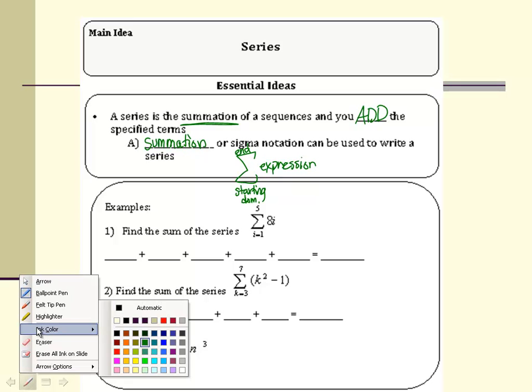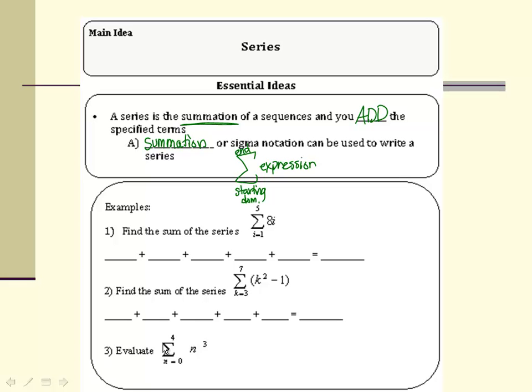So let's try some of these. Our example: find the sum of the series. Notice down at the bottom, we're going to start with i equals 1. At the top, we're going to end with i equals 5. And then our expression is 8i.